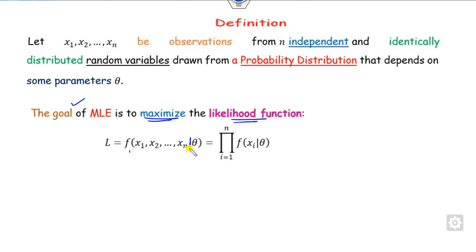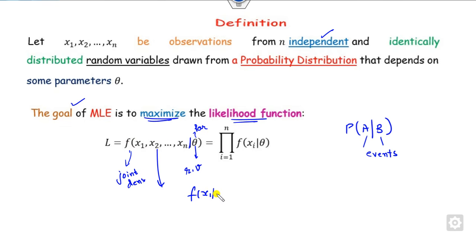Remember, this is not a conditional probability because this is not an event. If you define a conditional probability, A and B are events, but here these are random variables and theta is a parameter. So this is not a conditional probability. We can define this as the joint density function, and because they are independent, I can write this function as f of x1 over the parameter theta, multiplied by f of x2 over the parameter theta, and so on, lastly f of xn over the parameter theta. So now I can write this as a product.